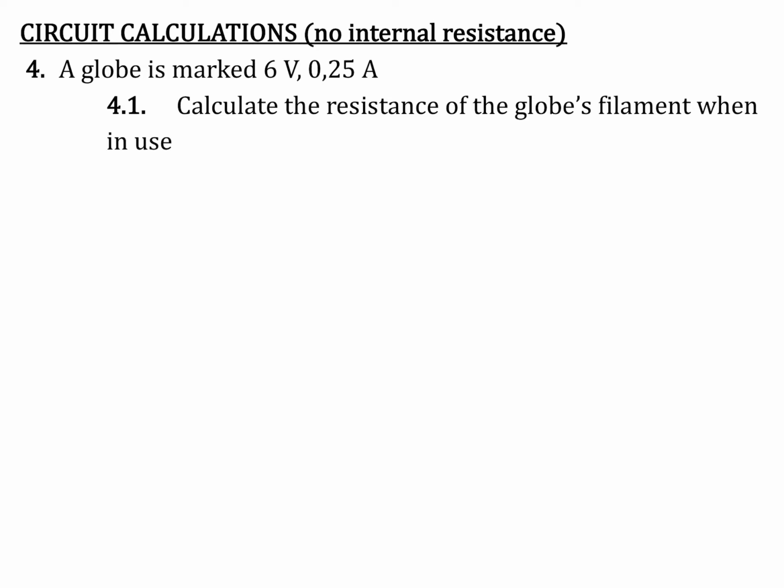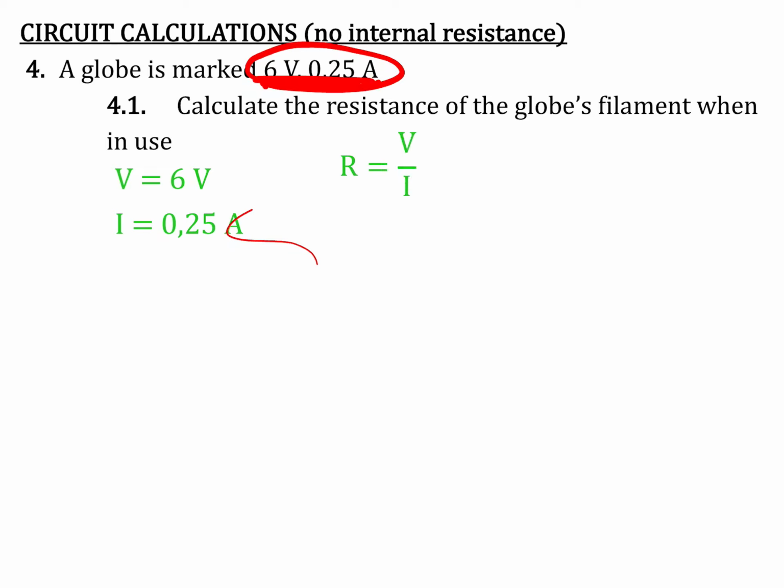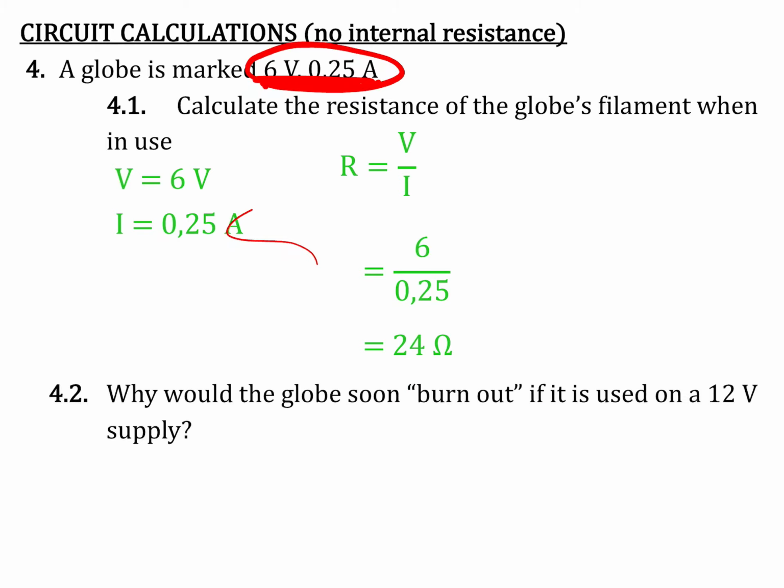So, first part, number 4. A globe is marked 6 volts, 0.25 amperes. Calculate the resistance of the globe's filament. Well, they're telling me that's ideal conditions. So, V equals 6 volts, I equals 0.25 amps. R equals V over I. We put in what we know. It's 24 ohms. It's actually quite big.